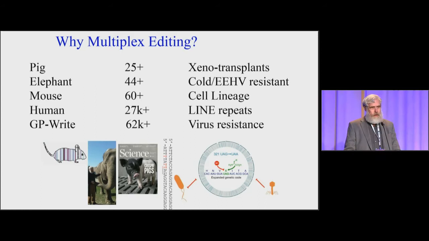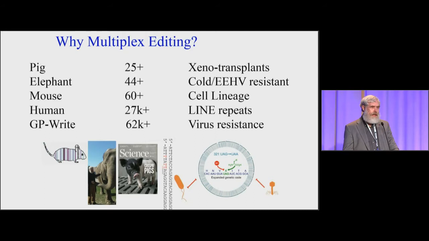I'm not gonna say anything about the elephant, other than the word elephant, in the room. And then in mouse, I'll show you one slide where we have 60 guide RNAs going off simultaneously and changing themselves. So it's the worst case scenario for off-target you could possibly imagine, but they make it through their little mouse lives. The 27,000, I already said something about that.